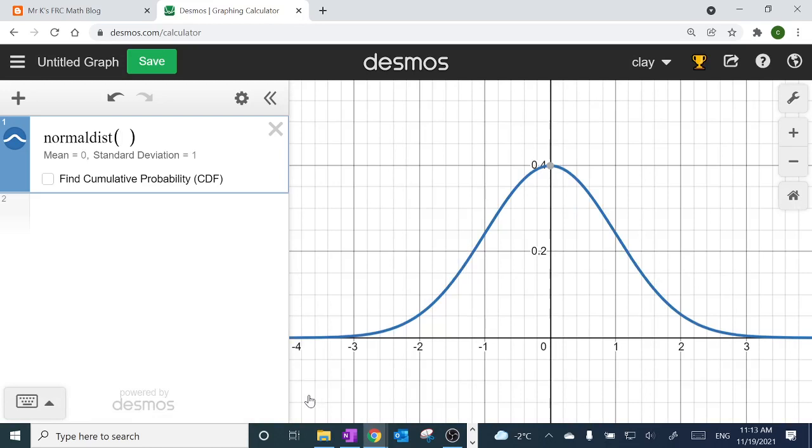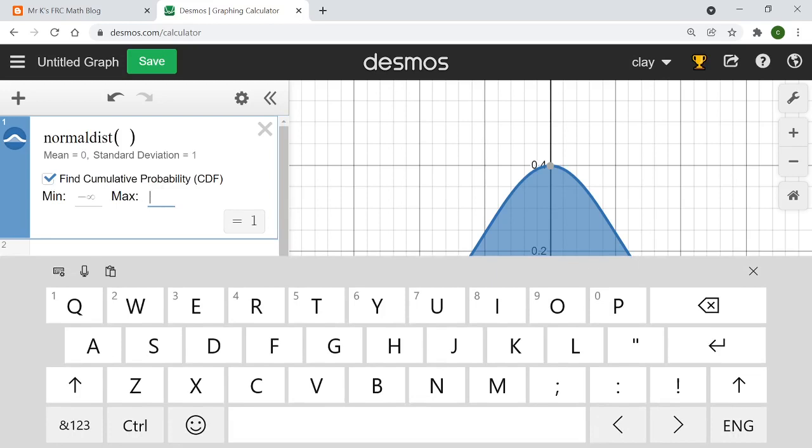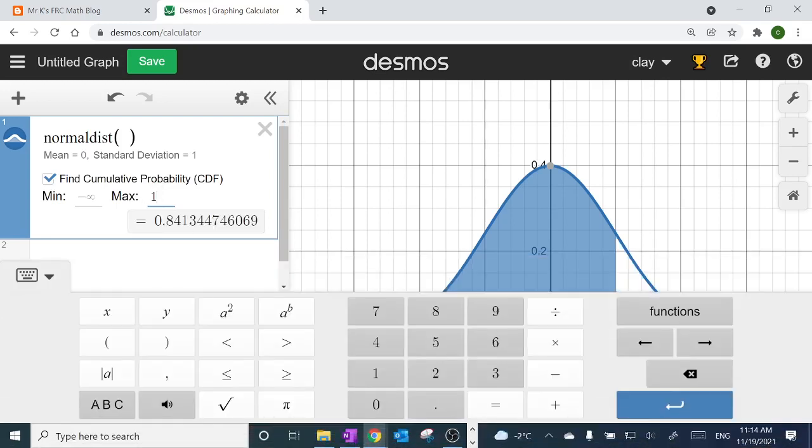Okay, now what do we want again? We want to find the cumulative probability. Right now it's assuming that it's a mean of 0 and a standard deviation of 1, which it is. And we want to find the cumulative probability, so click on that. And it assumes we start at negative infinity and go to infinity, which is 100% of the data. Remember, 100% is 1 when you change it to decimals, right? So we want to go from negative infinity up to 1.8. So type in 1.8, and there it is, 96.4%. See, that's a lot less complicated than the TI calculator.